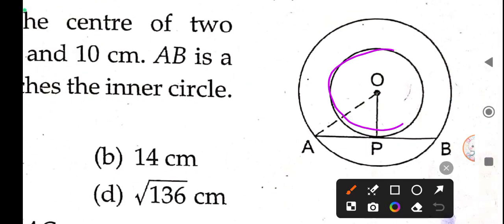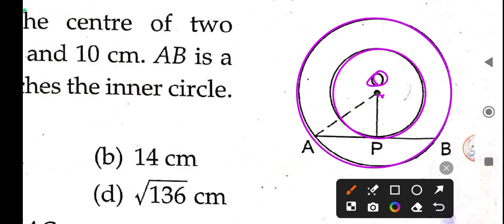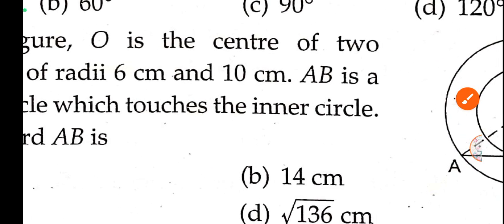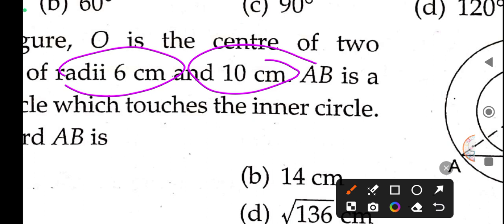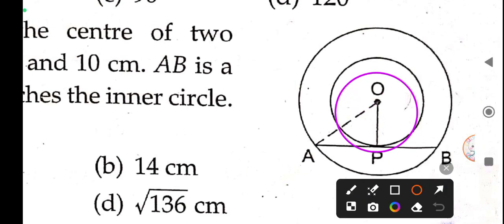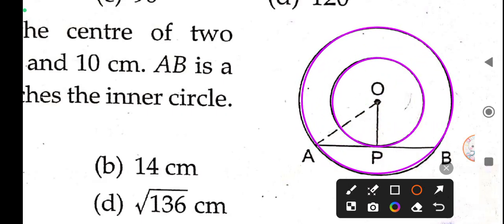So here it is said that this is one circle, and this is another circle, and these are concentric circles. What do you mean by concentric? When two circles are drawn from the same center, here we are getting O, with different radii, then those circles are called concentric circles. So here it is given that the radius of the smaller circle is 6 and the larger circle is 10.